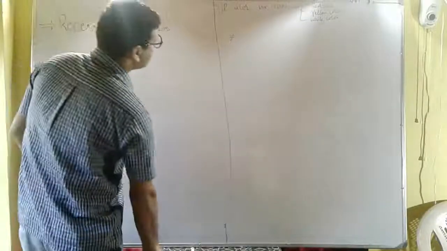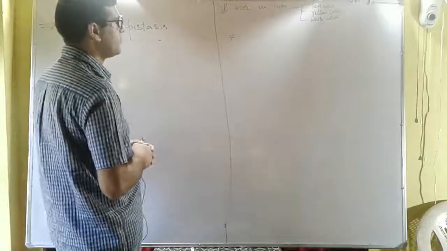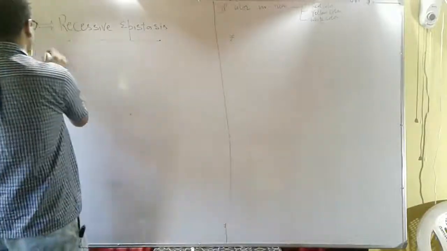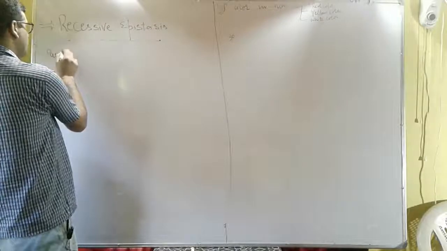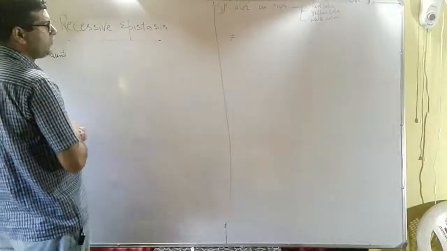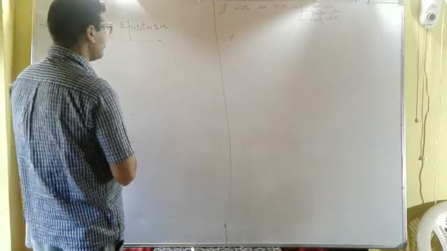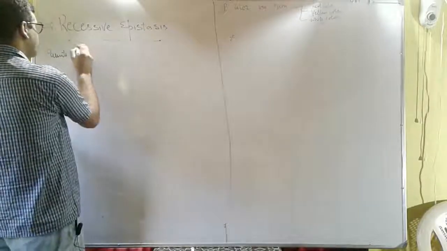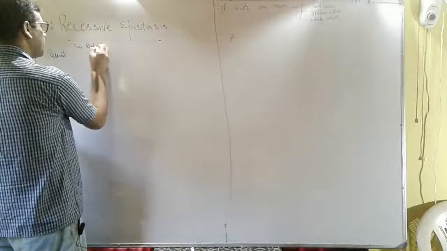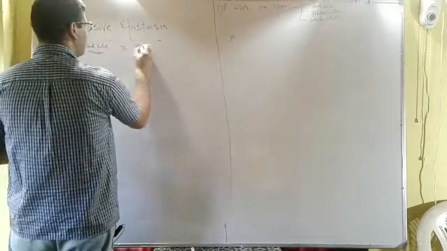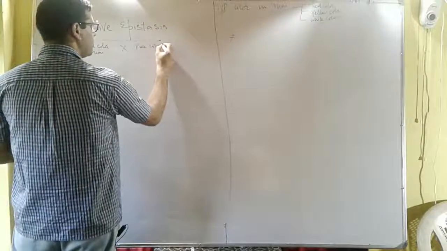There are 3 types of colors in onion, that is red color, yellow color and white color. We'll make a cross between the pure red color onion with the pure white color onion.